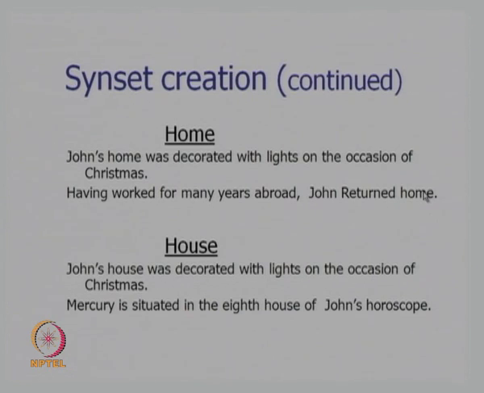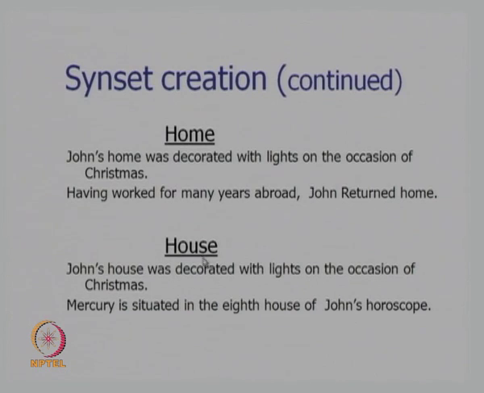So, this home has the meaning of motherland, one's own country, and this home has the meaning of building. John's house here means a structure. So, this house was decorated with lights on the occasion of Christmas, and this home has the meaning of motherland.